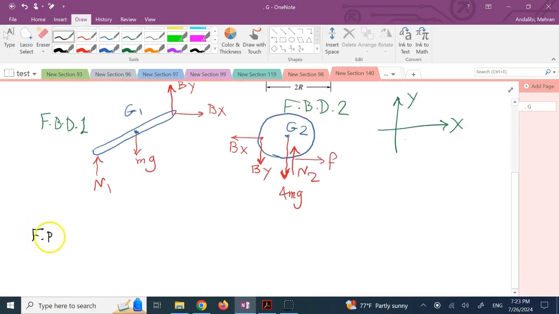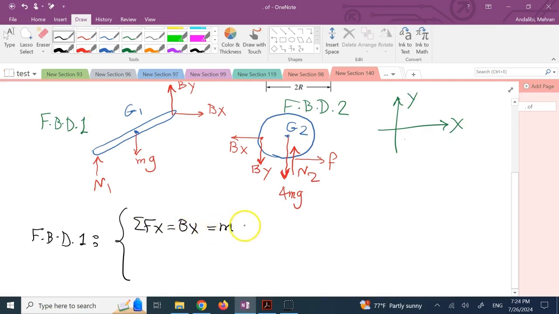So here, FBD1, we're going to have three equations. Some force in the x direction is clearly only Bx. This is equal to mass of that member, m, times acceleration of G1 in the x direction, x double dot of G1. Then some force in the y direction, that is equal to N1 plus By minus Mg. That should be equal to M times y double dot of G1.